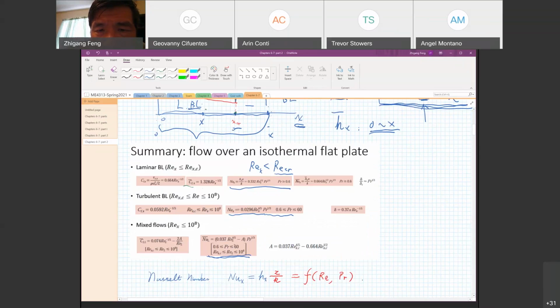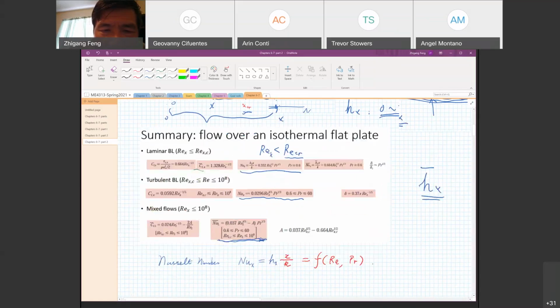So the takeaway message is if you need to find the local Nusselt number, you will not need this equation. This equation is only applicable when you want to find the average Nusselt number. Okay? So that's only for the average. For the local Nusselt number, it's either laminar or turbulent. You don't have the choice of a mixed flow. Okay? So that's a very important concept.